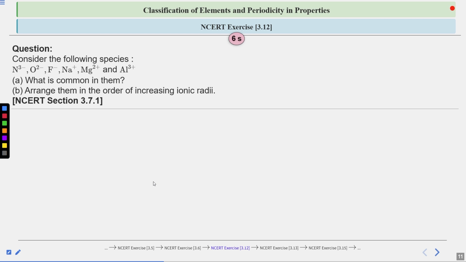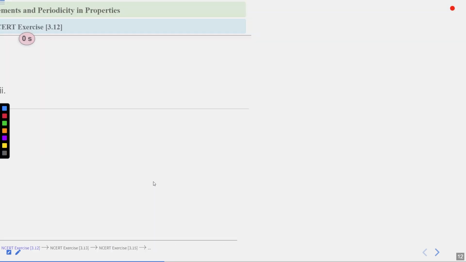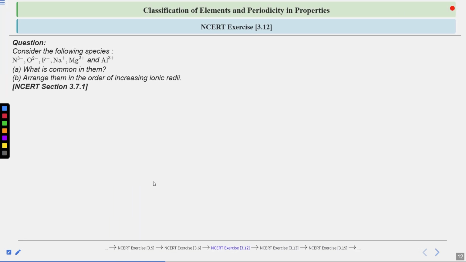There is a common name for each of these species, and you can arrange them in the order of increasing ionic radii. I have given you a small shortcut for that. So let us look at the correct answer. First of all, let us see what is common in them. Yes, they are isoelectronic species. So that is for sure.